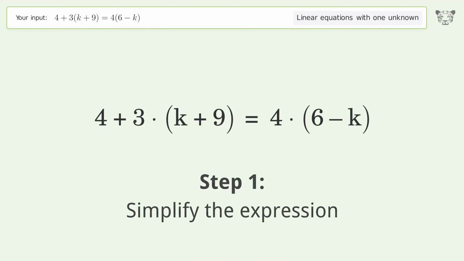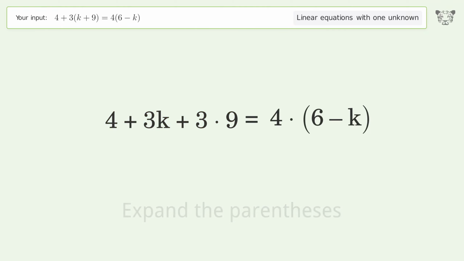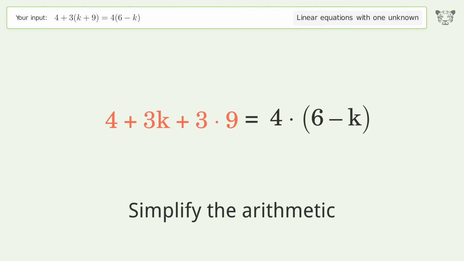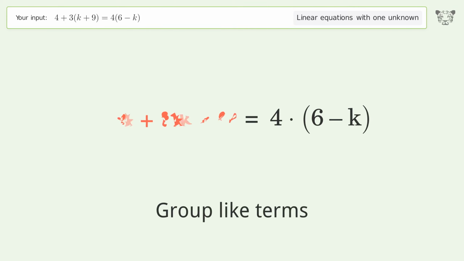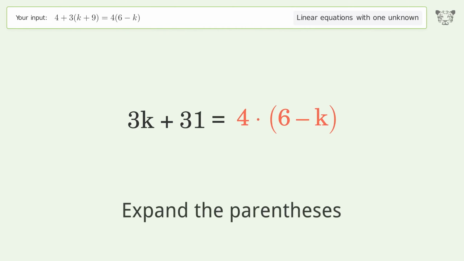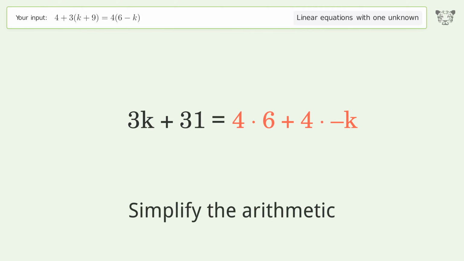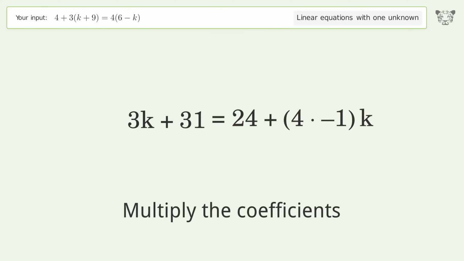Simplify the expression. Expand the parentheses. Simplify the arithmetic. Group like terms. Simplify the arithmetic. Expand the parentheses. Simplify the arithmetic. Group like terms. Multiply the coefficients.